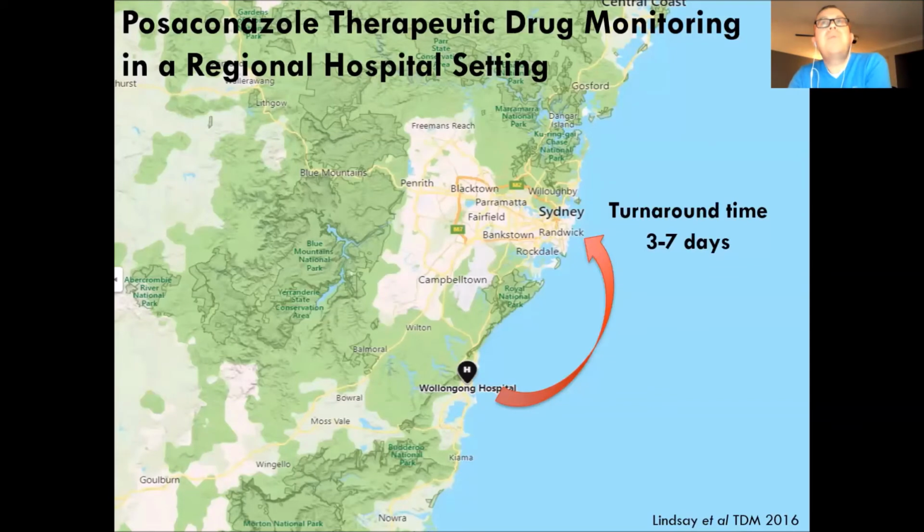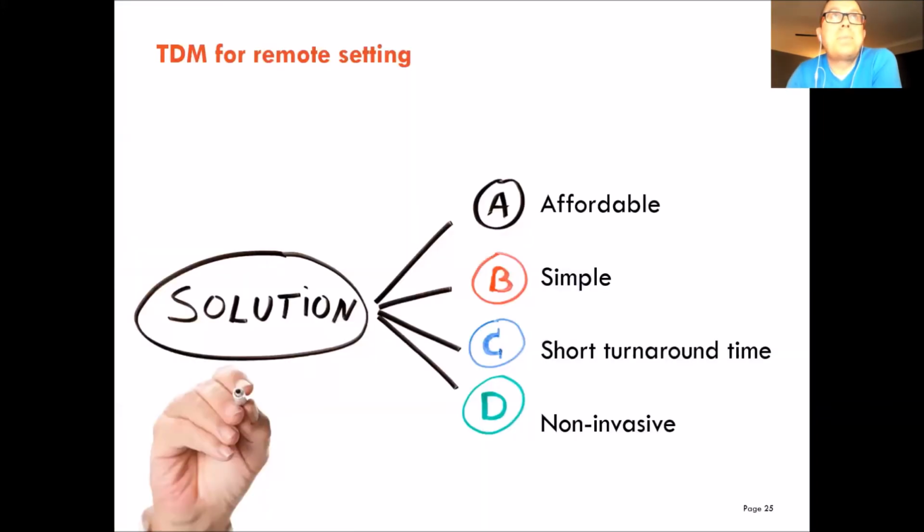And this is an example from Australia, where they looked at TDM of Posaconazole in a Wollongong hospital, and they showed that they had a turnaround time from 3 to 7 days when they sent the samples to Sydney. And of course, when you are a critically ill patient on the ICU, 7 days is not acceptable. So you want something that is faster. And of course, a dry blood spot cannot make it faster. So we have to look for alternatives.